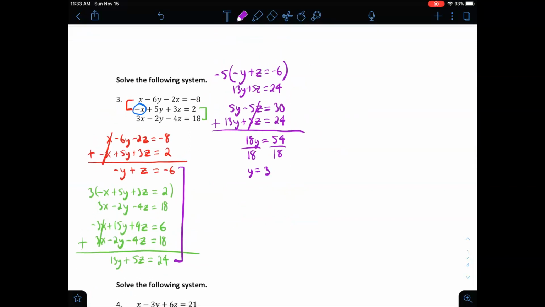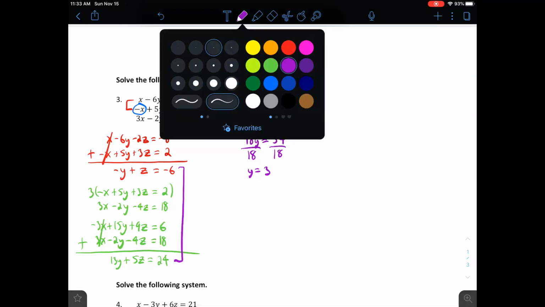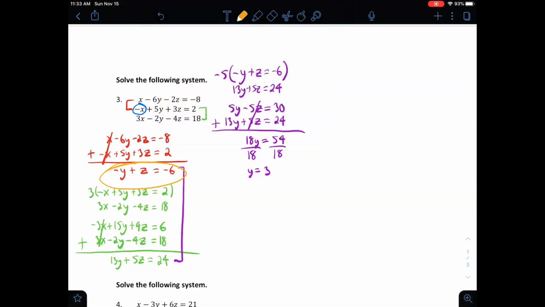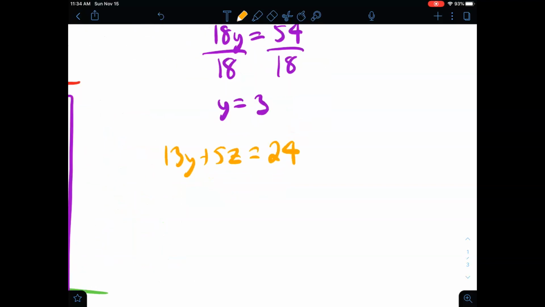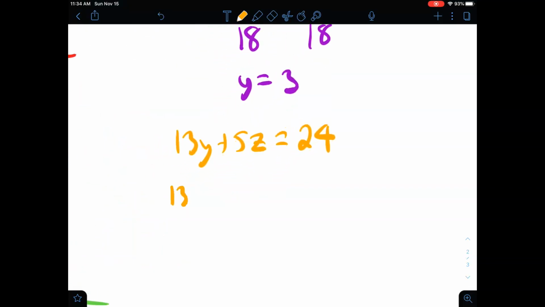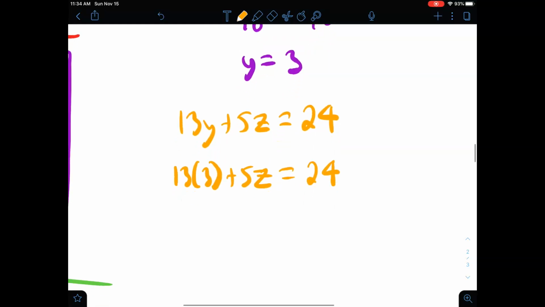Okay, so now what do we do? We got y is equal to 3. Well, now we need to work our way backwards a little bit, and plug it into one of these middle equations that has just y and z so we can solve for z. I'm going to plug into the bottom one, 13y plus 5z equals 24. I'm going to plug in 3 for y, so 13 times 3 plus 5z equals 24.